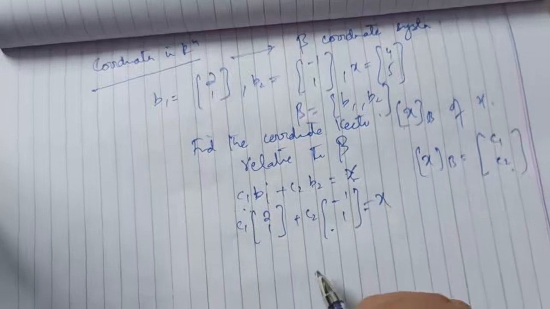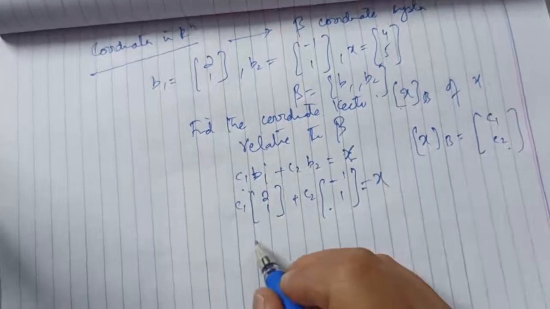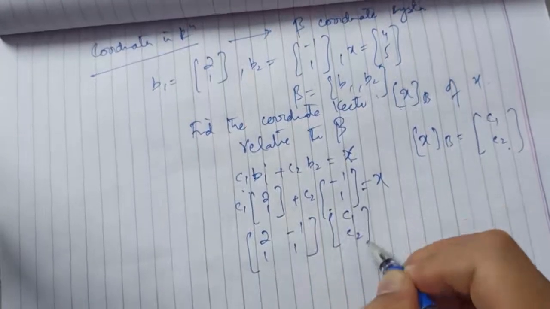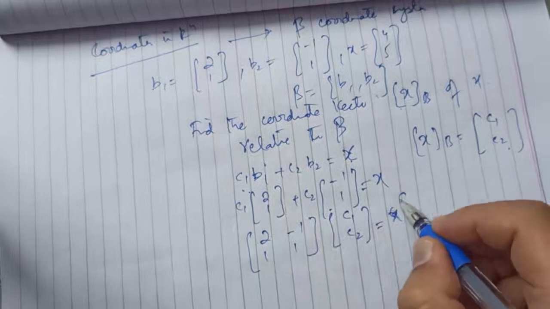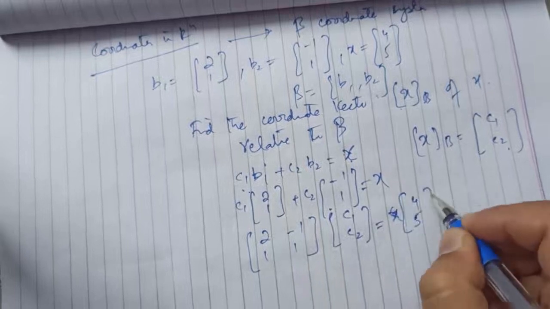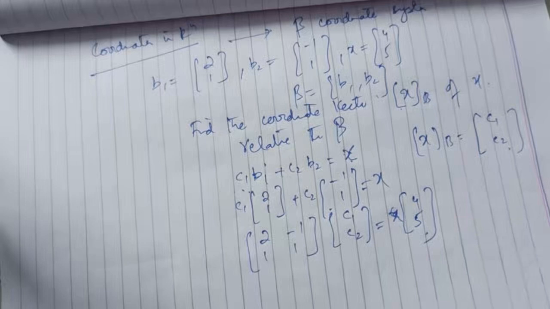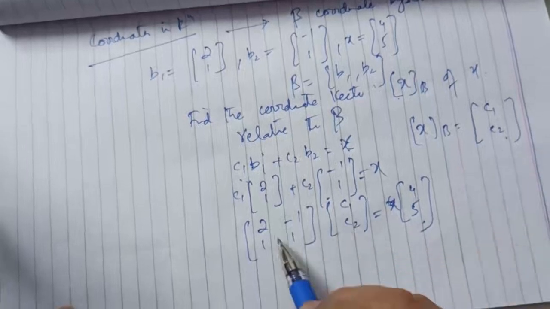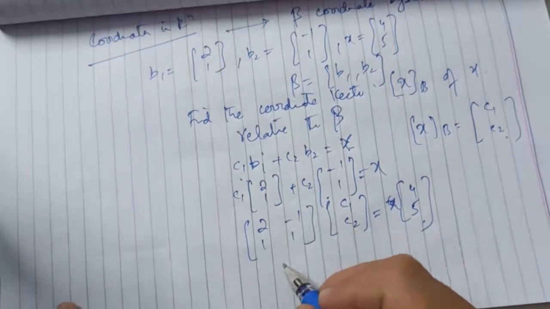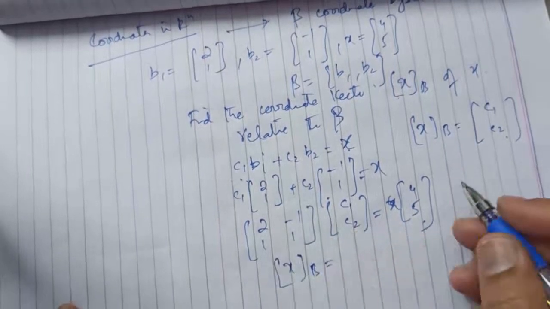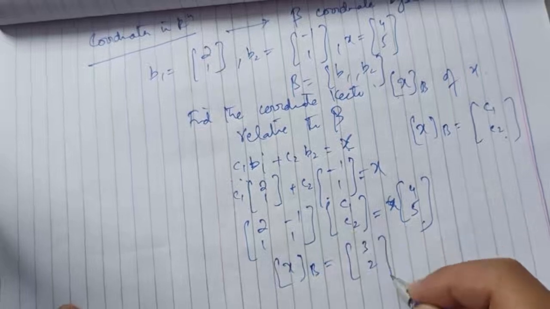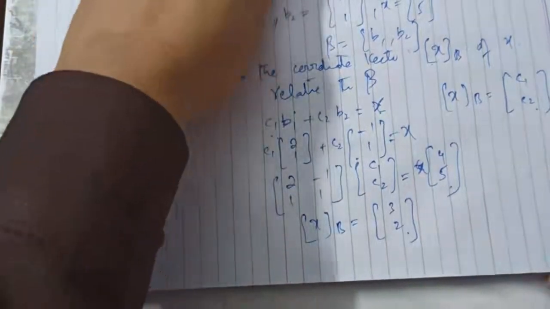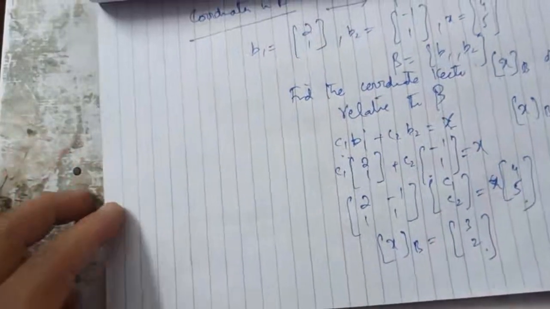Now once we do that, I can write this as the matrix with columns (2, 1) and (-1, 1), times (c1, c2), equals x, which in this case is (4, 5), okay? When we solve that, you'll find that x relative to beta comes out straight away as (3, 2).